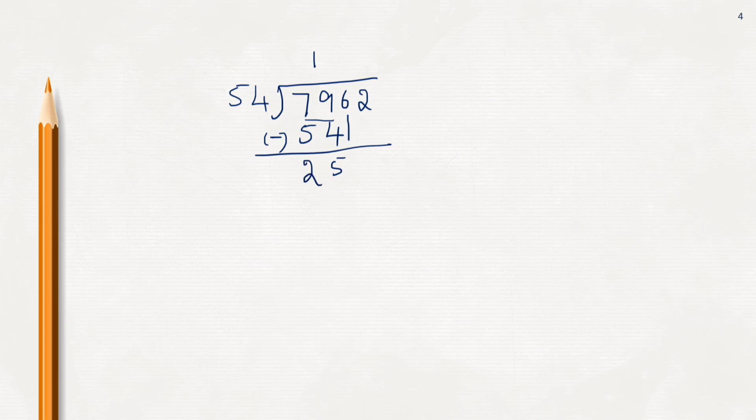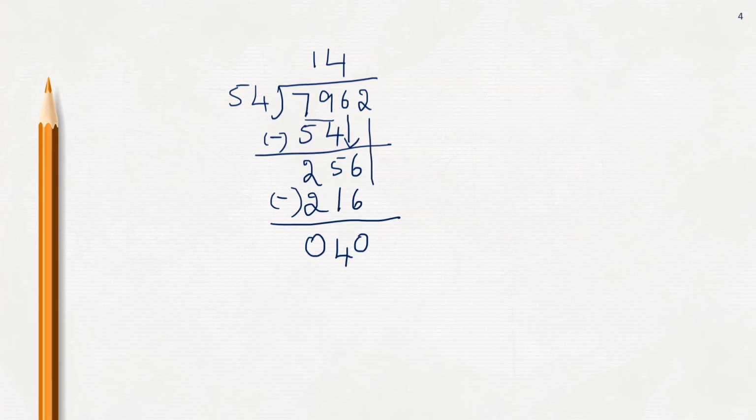Now bring down 6. Now we are left with 256. So here 54 5 times will be exactly 270. So 270 is more than 256. So we'll consider 54 4 times, that is 216. 6 minus 6 is 0. 5 minus 1 is 4. And 2 minus 2 is 0. So now we are left with 40.